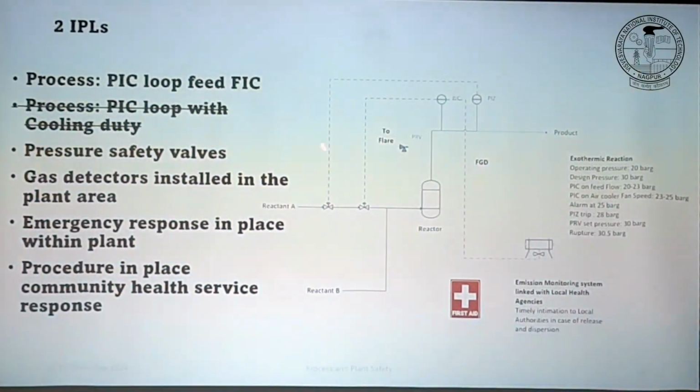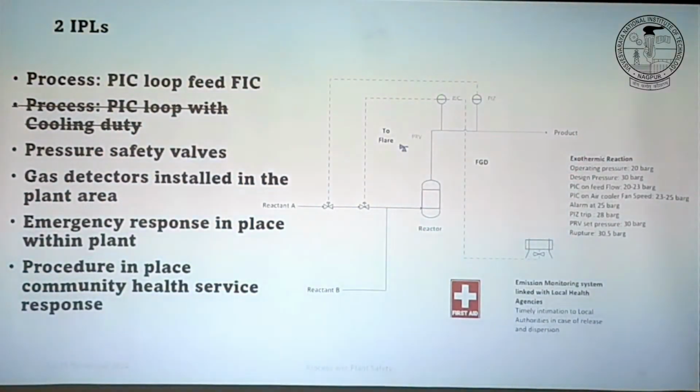If pressure is increasing, we reduce the feed flow, thereby reducing the energy inlet. If pressure is increasing, we increase the cooling duty. Right? But what we did, we used the same pressure sensor. So one protection layer is this control loop, pressure controlling the feed. Another layer is this pressure controller varying the cooling duty. But they both are not independent because they are using the same pressure sensor.